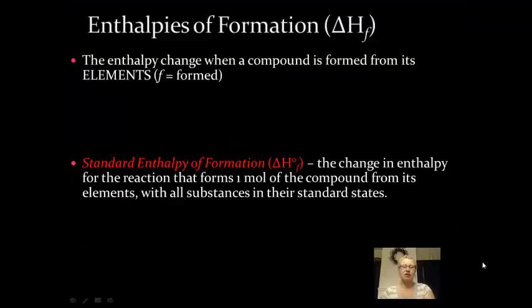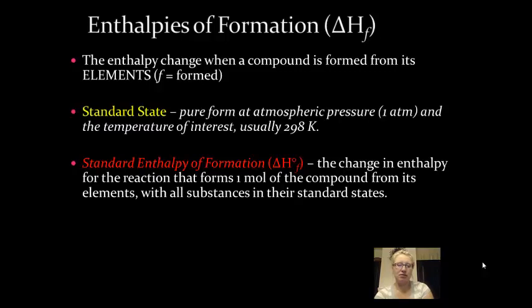Another way that we can use Hess's Law is by using enthalpies of formation, which are written with delta H of F. So the enthalpy of formation is the enthalpy change when a compound is formed from its elements. And the elements have to be in their standard state, which is their pure form at atmospheric pressure and the temperature of interest, which is usually 298 kelvins. So the standard enthalpy of formation is the change in enthalpy for the reaction that forms 1 mole of a compound from its elements with all substances in their standard states. The units are always kilojoules per mole.